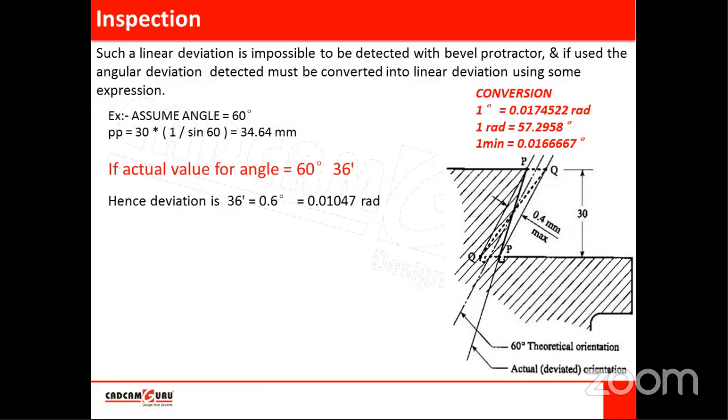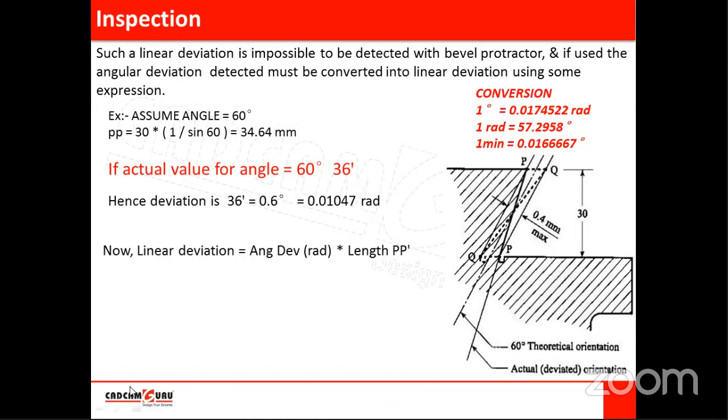So what we will do is convert this 36 minutes into degrees, which is equal to 0.6 degrees. And this degree is again converted to radians. We can measure angles in degrees as well as in radians. So the minute is converted to degree and the degree is converted to radians. 36 minutes is equal to 0.6 degree, which is equal to 0.01047 radians. Okay, because to calculate linear deviation we need the angle in radians.